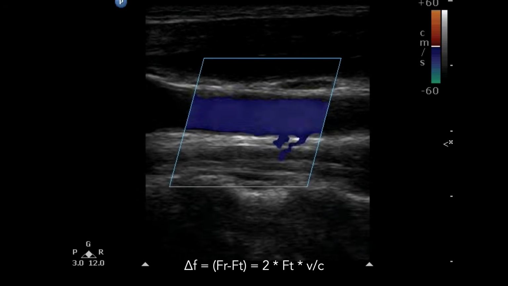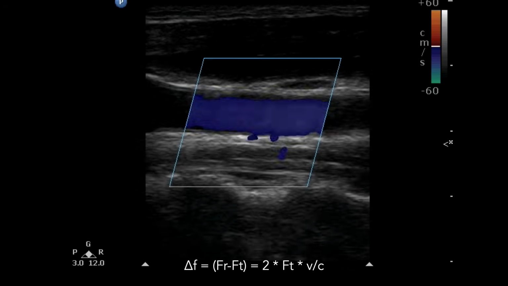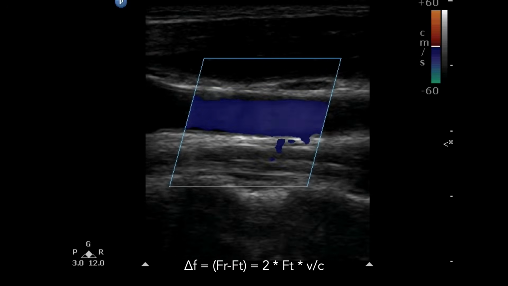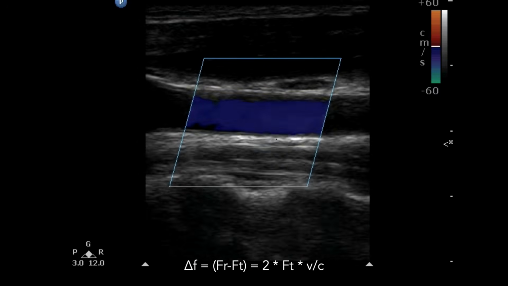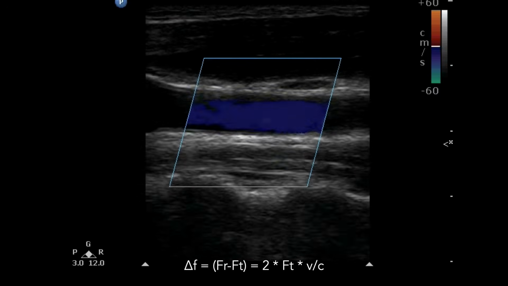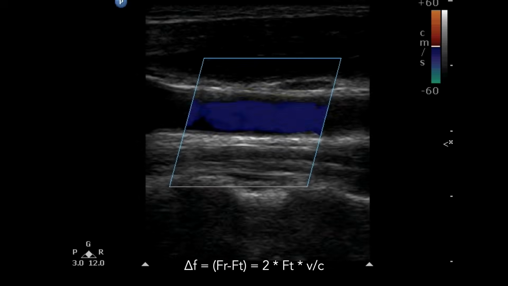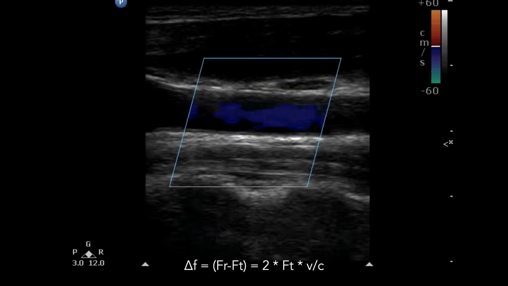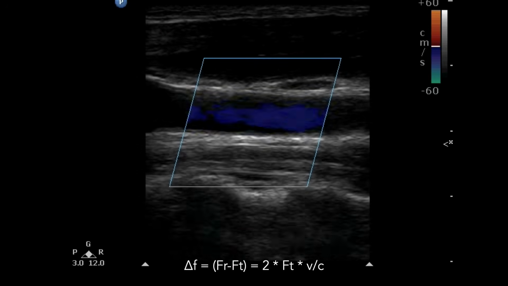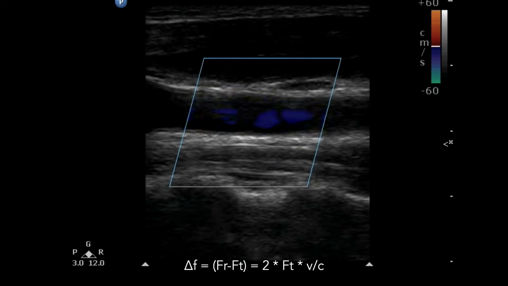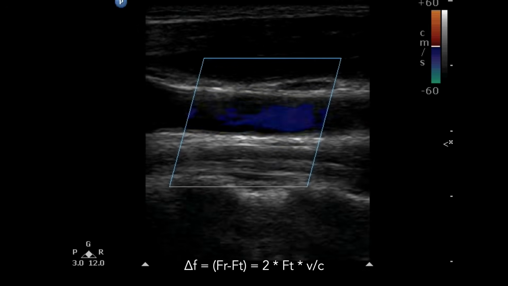So the return frequency will be slightly higher or slightly lower. And then the machine can detect that difference. It says, hey, I sent it out at this frequency. I'm receiving it back at some other frequency. There's a delta there, and I'm going to display that delta in some capacity, depending on what format we have it displayed in. But in this context, we're going to display that as a color overlay of some degree of color to represent that delta frequency. So that's the basics, that's the fundamentals of Doppler ultrasound.